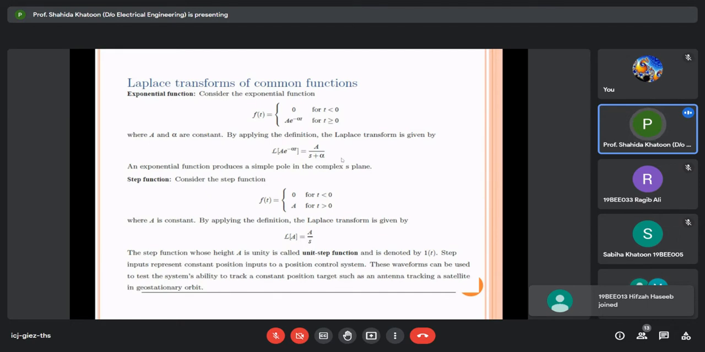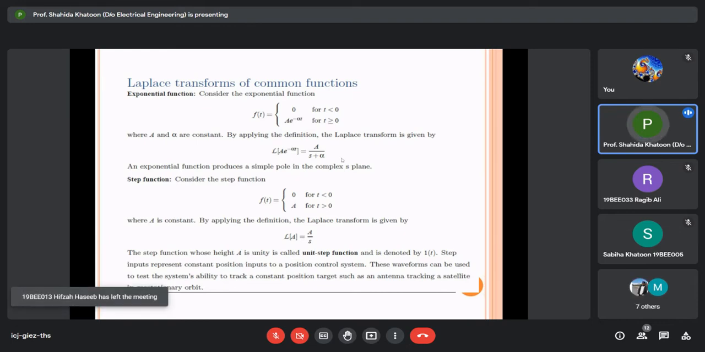These waveforms can be used to test the system's ability to track a constant position target, such as antenna tracking a satellite in geostationary orbit, right? So you can note down these two, or you can derive it yourself. I'm giving you some time.